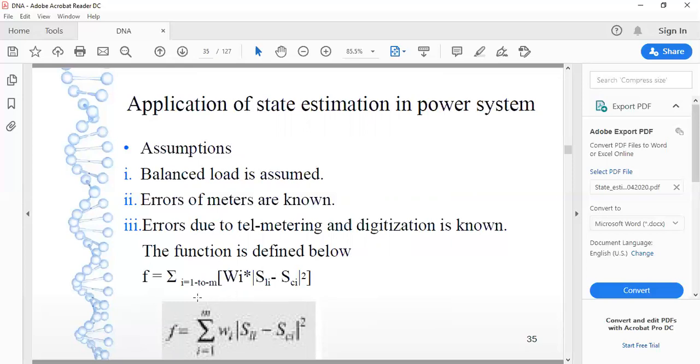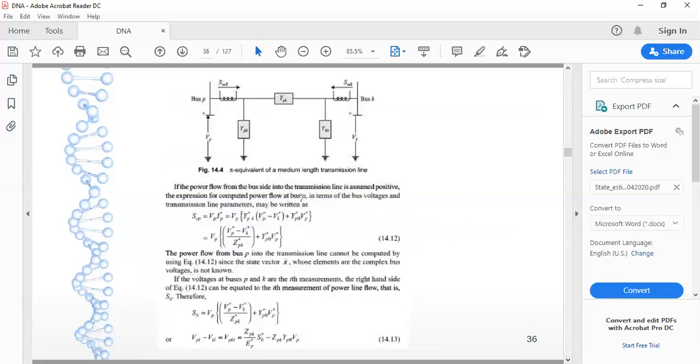Now our function is defined as, if we have m measured variables, the sum from i equals 1 to m of Wi times the measured value minus the calculated value, whole square, if we are discussing line values. If we apply this, consider a two bus system, bus number P and bus number K. In between we have two measuring instruments, one connected near P and one near K. As we discussed in load flow studies, it has two shunt elements and one series element.